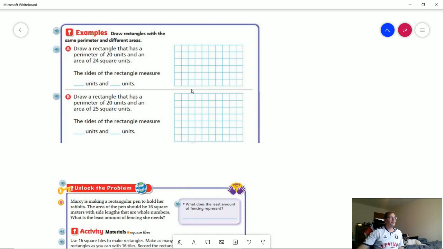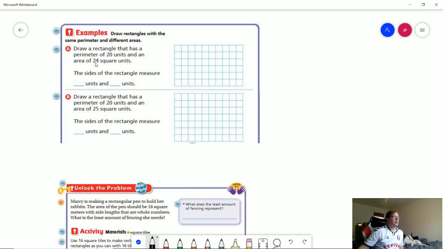So for our first example, we are going to make two shapes that both have a perimeter of 20 units. The first one is going to end up with an area of 24 square units. The second one is going to end up with an area of 25 square units. So by the time that we get to this part, we can use our multiplication facts to figure out what two factors we need to multiply together to get 24 and what two factors we need to multiply together to get 25. And that's going to give us the length of our sides.